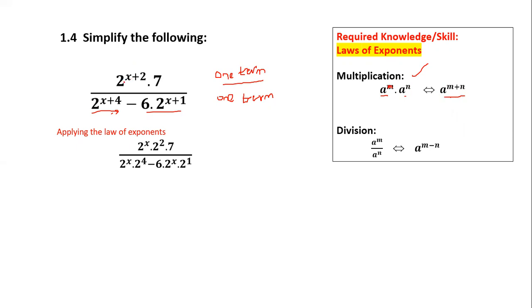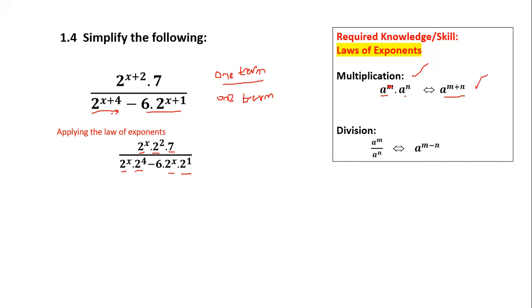So we apply that to the question. Over here, when we factorize 2 to the power x plus 2, we get 2 to the power x times 2 to the power 2, and then we bring down the 7. And at the denominator, we factorize this. We have 2 to the power x times 2 to the power 4. On this side, 6 times, we factorize this. We have 2 to the power x times 2 to the power 1 by using our laws of exponents, okay?